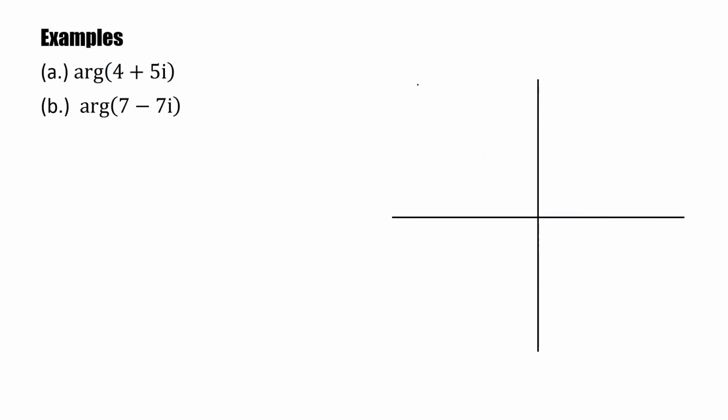Let's do some examples. So first of all, arg of 4 plus 5i. Well, of course, that's got a positive real component. So that's 4 there. It's got an imaginary component 5. Let's say that's about there. And so therefore, the angle we are wanting to calculate, if we're trying to find the argument, is this angle here. How are you going to find it?